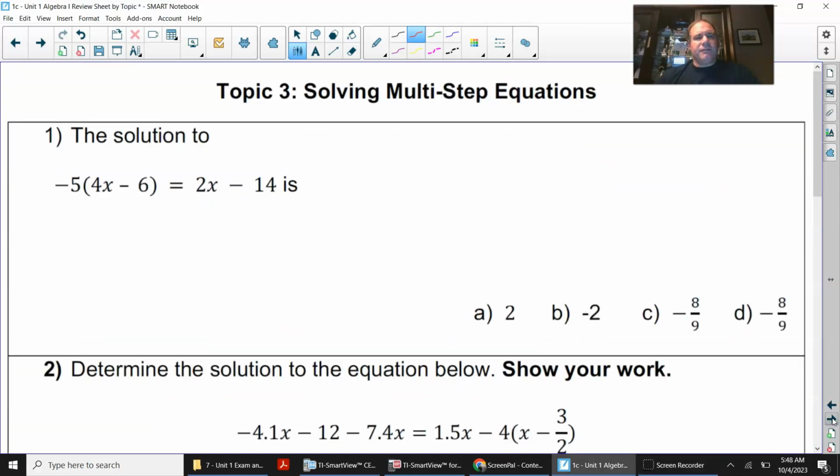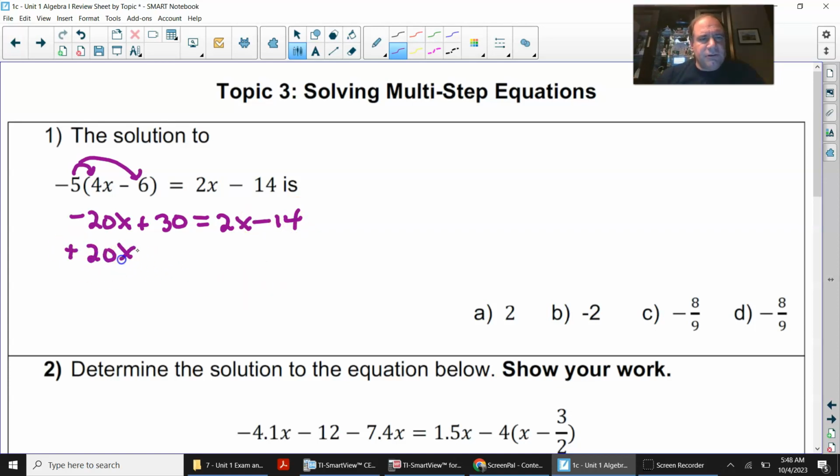All right, topic number 3, solving multi-step equations. We're going to get right to it. Remember, when you're distributing a negative, just be careful. You have this negative 20x. Everything changes inside. Negative times a negative is positive 30. Equals 2x minus 14. Then we get the x's together. Just try to bring the smaller x over to the larger. And that's why I'm adding the 20x on both sides.